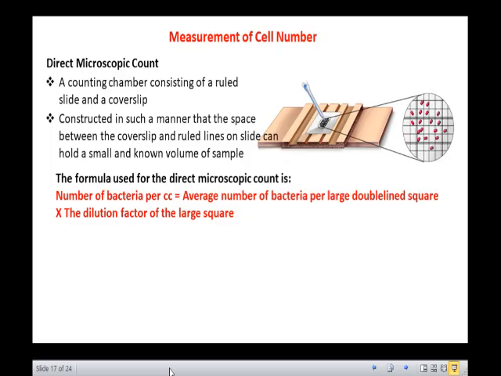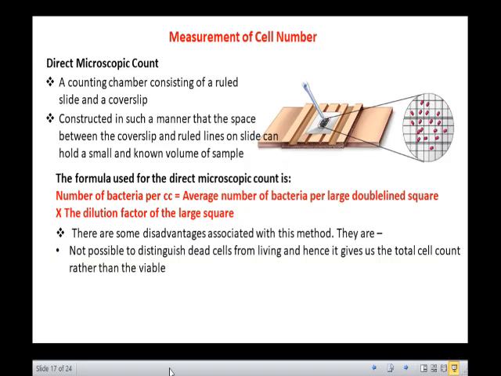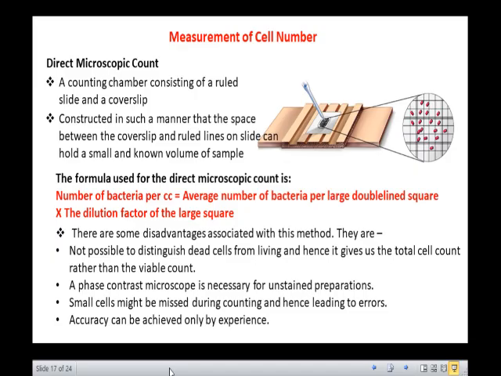Though this method is the simplest, there are some disadvantages that are associated with this method. First, using a dye for visualizing the cells often kills them. Thus, it is not possible to distinguish the dead cells from living, and hence it gives us the total cell count rather than the viable count. Second, a phase contrast microscope is necessary for unstained preparations. Third, small cells might be missed during counting, leading to errors. And fourth, accuracy can be achieved only by experience.